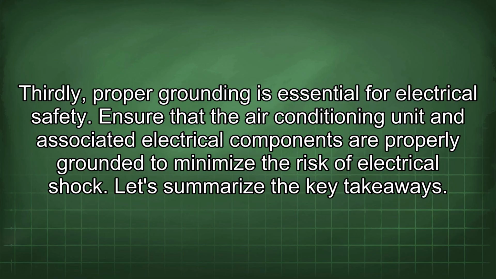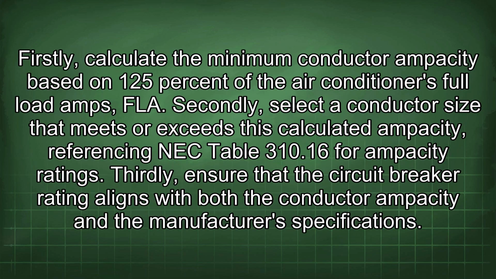Let's summarize the key takeaways. Firstly, calculate the minimum conductor ampacity based on 125% of the air conditioner's full load amps, FLA. Secondly, select a conductor size that meets or exceeds this calculated ampacity, referencing NEC Table 310.16 for ampacity ratings. Thirdly, ensure that the circuit breaker rating aligns with both the conductor ampacity and the manufacturer specifications.